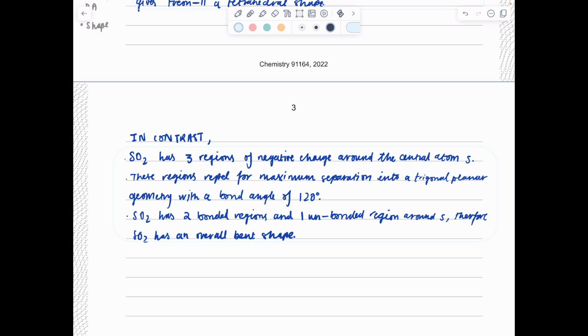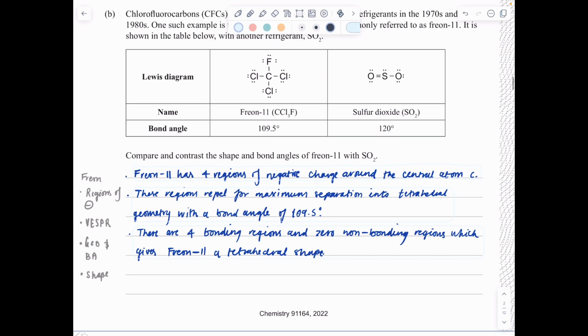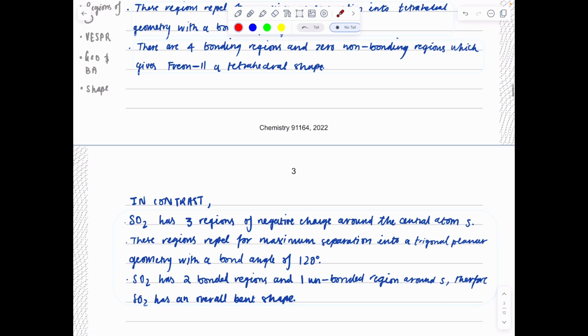Alright, so SO2 has 3 regions of negative charge around the central atom S. We can see that in the Lewis diagram that we've got 1 region, the 2nd region, and the 3rd region. Okay, they're like little negative islands around the central atom. So, SO2 has 3 regions of negative charge around the central atom S. These regions repel for maximum separation into a trigonal planar geometry with a bond angle of 120 degrees.